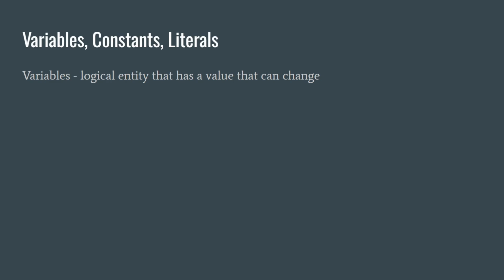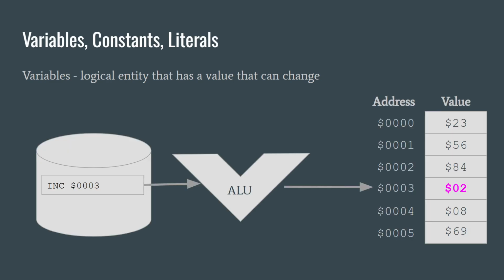So the first is a variable. A variable is a logical entity that has a value that can change. Typically, we're going to think of this in bytes on the 6502, since each RAM address is a byte. But you might have a multi-byte variable, so it can store more than a single byte. But it's a logical thing that can be updated. Typically, this is going to be stored in RAM, because RAM is the section of the CPU that can be updated.